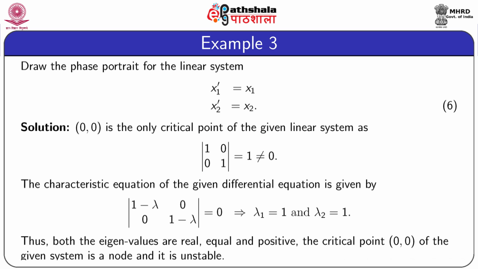The characteristic equation of this given differential equation is given by |A - λI| = 0, which is |1-λ 0; 0 1-λ| = 0, and we get the two eigenvalues as 1, 1. Therefore, we have eigenvalues which are real, equal and positive, and from the previous theorem we conclude that the critical point (0, 0) of the given system is a node and it is unstable.